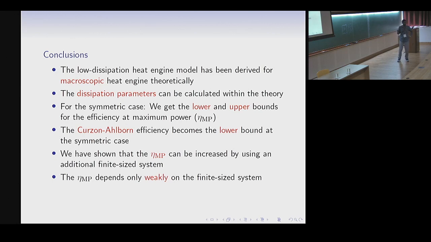So we derive the low dissipation model for a macroscopic heat engine, and the dissipation parameter can be calculated within the theory. For the symmetric case, we get the lower and upper bound for the efficiency at maximum power, and this Curzon-Ahlborn efficiency becomes the lower bound for the symmetric case. And we have also shown that the efficiency at maximum power can be increased by additionally using the finite size system, and also the eta MP weakly depends on the system's parameters, system properties.